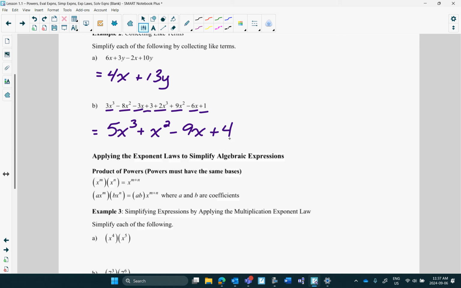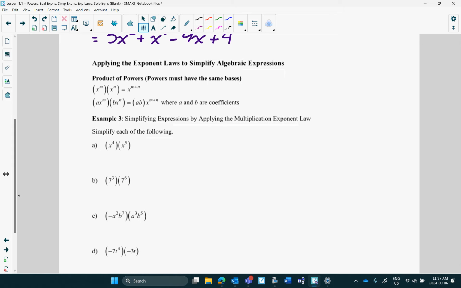Notice I did not combine these. Yes, they have x's in them, but the exponents are different. When you are adding and subtracting things, they have to have the same exponents. Only when you multiply or divide or raise one power to another power, that's when you can work with the exponents. Like here. Okay, this is adding and subtracting. This is something different we're doing now. We're multiplying powers.